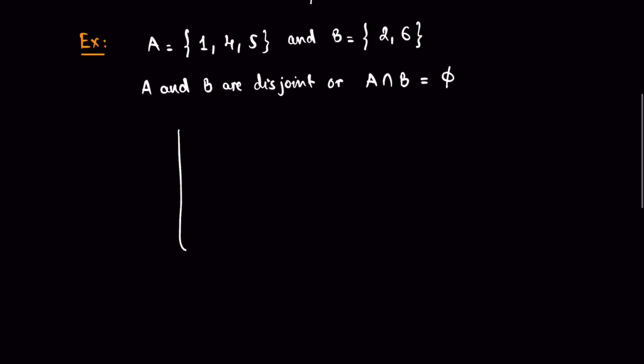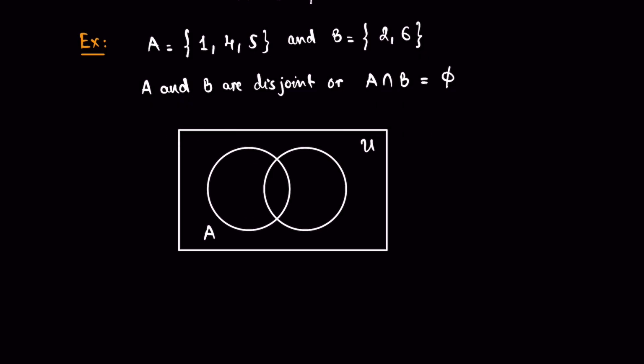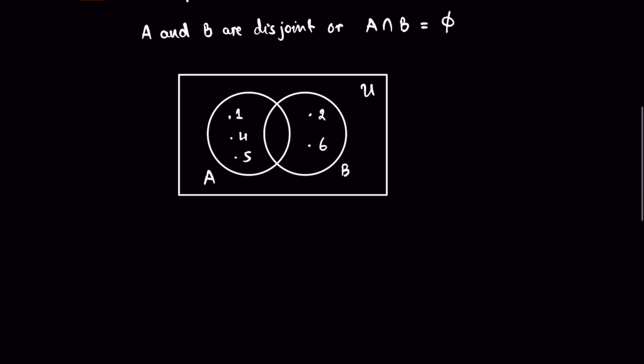Now, in terms of the Venn diagram, you can start with the universal set. You have set A, and you have set B. Set A consists of the elements 1, 4, and 5, and set B consists of the elements 2 and 6. And there is no common element between A and B. So therefore, you conclude again that A intersect with B gives you the empty set. Now, I'm going to move on to the next set operation. It's called difference between two sets.